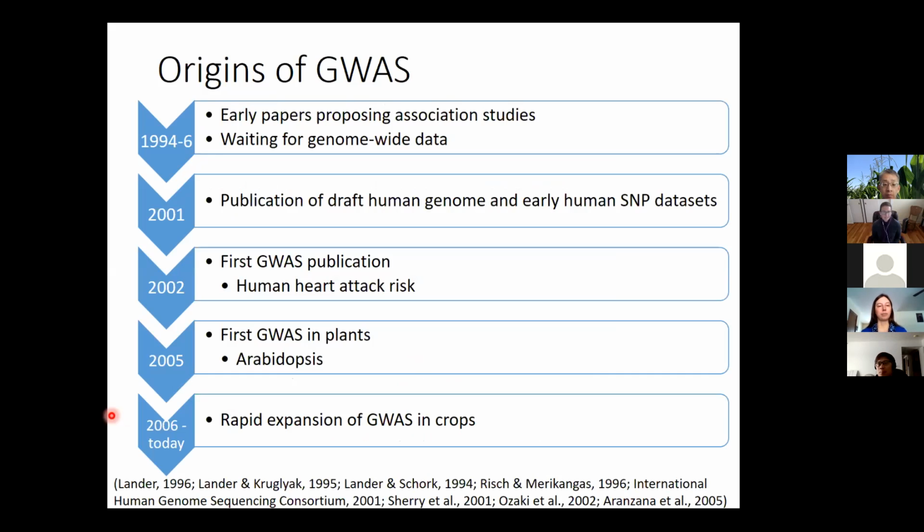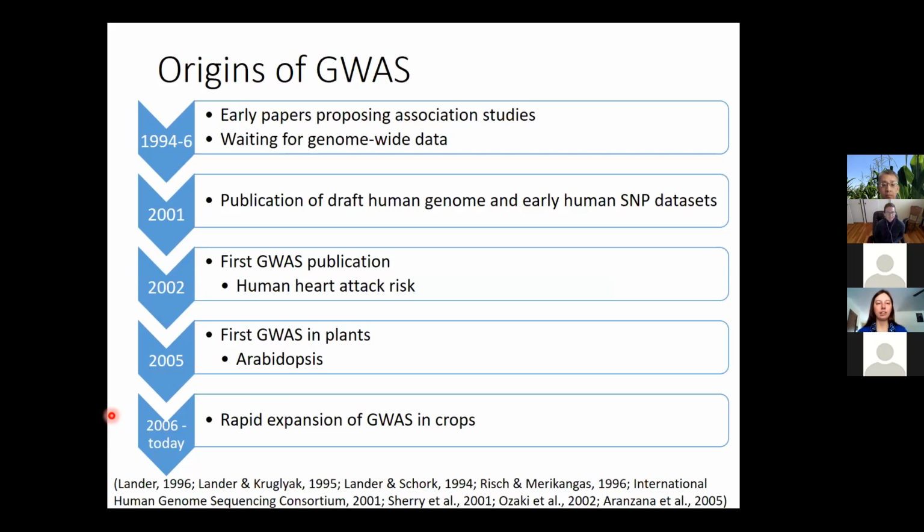Now, we talked about what GWAS is, but really, where did it come from? How did it develop? Well, around 1994 to 1996, there were several early papers that proposed association studies. These couldn't quite be genome-wide association studies yet, though, because they simply didn't have genome-wide data. In 2001, though, we had the publication of the draft human genome and some early SNP data sets, so that we were able to have the first GWAS publication in 2002 based on that data and studying human heart attack risk.